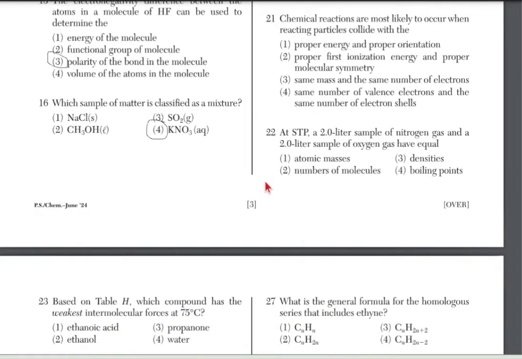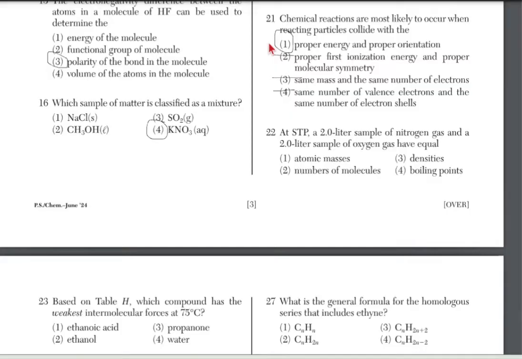Chemical reactions are most likely to occur when reacting particles collide with the proper energy and orientation. 4 can be eliminated. The number of electron shells definitely doesn't apply. 3 can also be eliminated because it contains mass and the number of electrons, which are irrelevant. Eliminate 2. This does not apply to the question because the clue is that it contains the phrase first ionization energy.